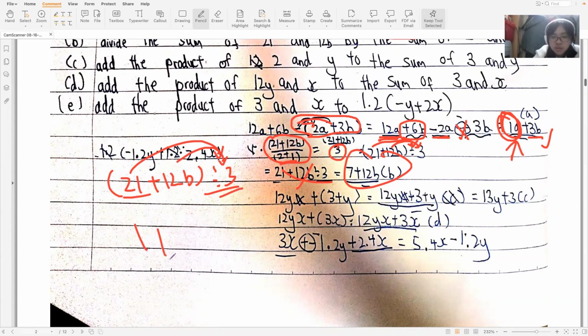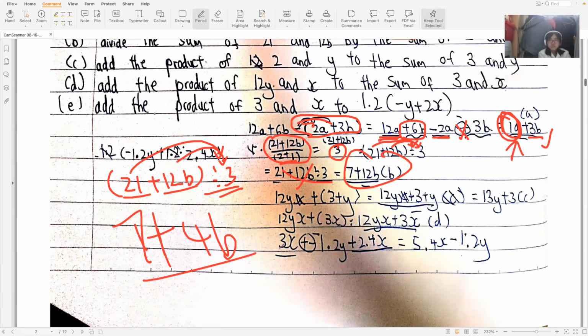21 divided by 3 is 11. 21 divided by 3. 7. Is 11, 7 or 11? 7. Okay, 7. That's your first arrow. What's the second arrow? 12b multiplied by 3. I'm waiting for the answer. What are you talking about? 4. 12b. 4b.